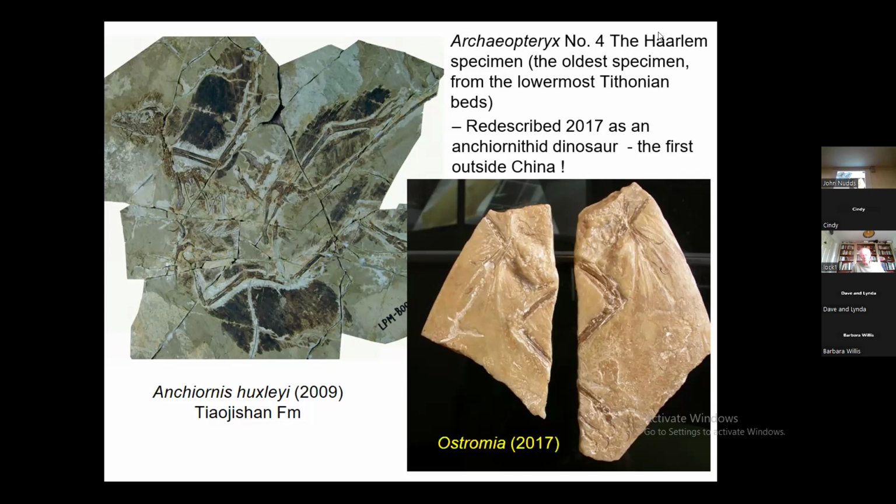Called Ostromia after the American paleontologist John Ostrom, who first realized in the 1970s that this wasn't a pterosaur, which it had been displayed as for 100 years. He thought it was Archaeopteryx. So it had a 47-year life as Archaeopteryx, and then now it's an Anchiornithid dinosaur, but named after John Ostrom.